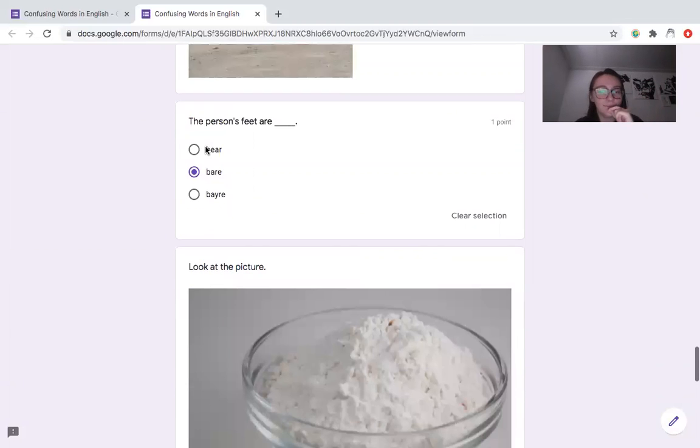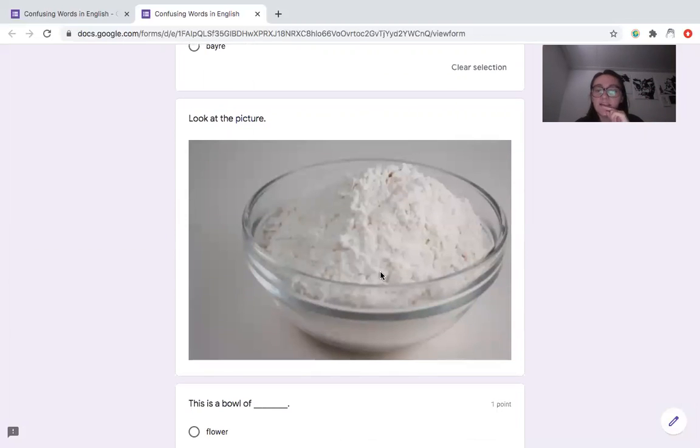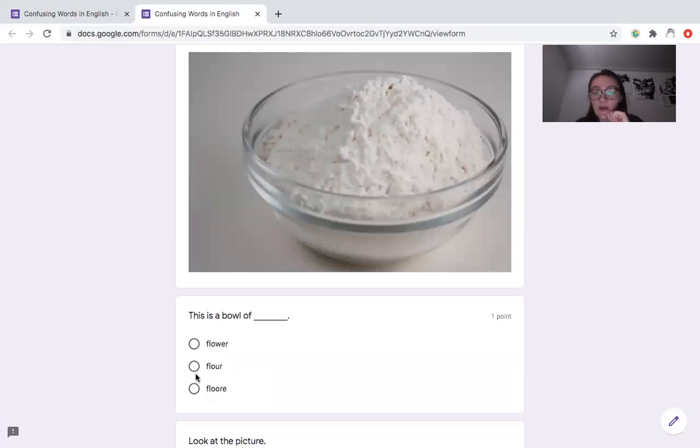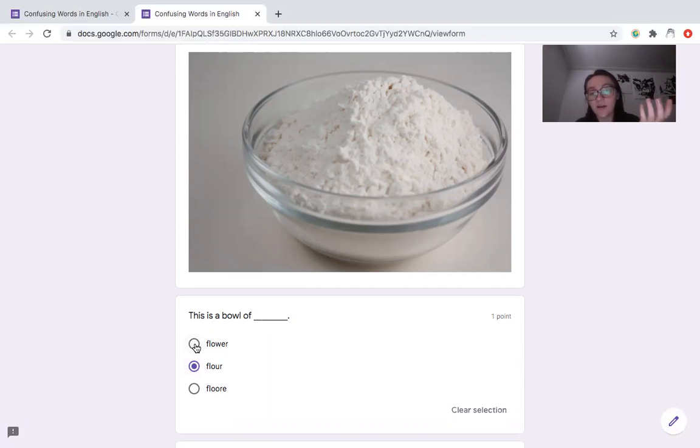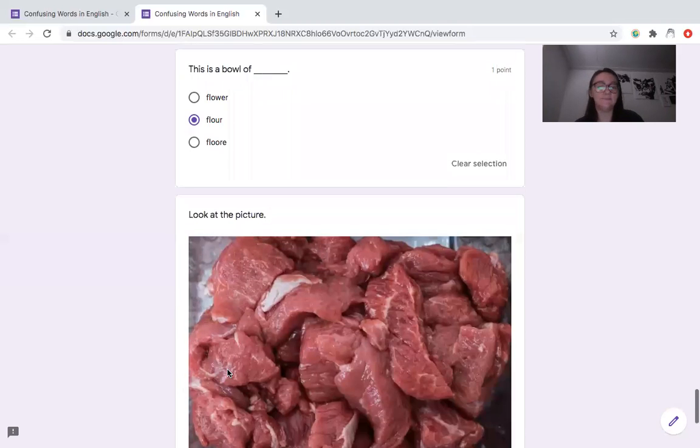Okay, so now looking at this picture, this is a bowl of flour, right? It's not a flower, because that's like a plant, right? With petals and colors. This flour is what you use to make food with, right?